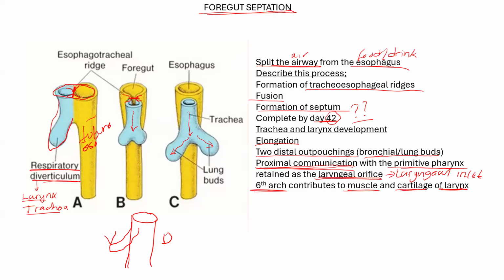It does not matter how you name them. Those ridges are simply, as the name suggests, just ridges which meet at the midline and fuse to form the tracheoesophageal septum. And that septum now separates my trachea from my esophagus. Whoever had asked that question, I hope it is answered.